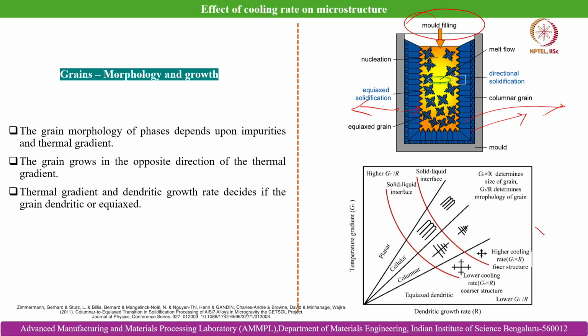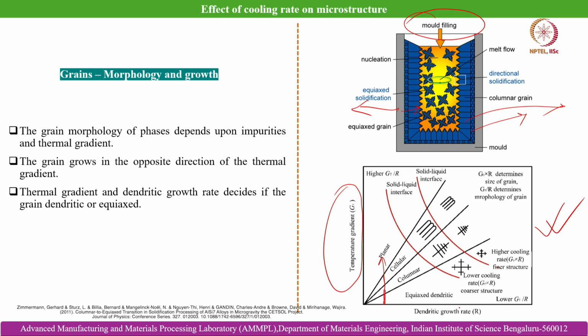This table basically summarizes it. This is the dendrite growth rate R, and this is the temperature gradient G. When the dendrite growth rate is limited to a certain value, then with increasing thermal gradient the shape goes to columnar, then cellular, and then to the planar front. The dendritic growth rate increases as the temperature gradient also increases.